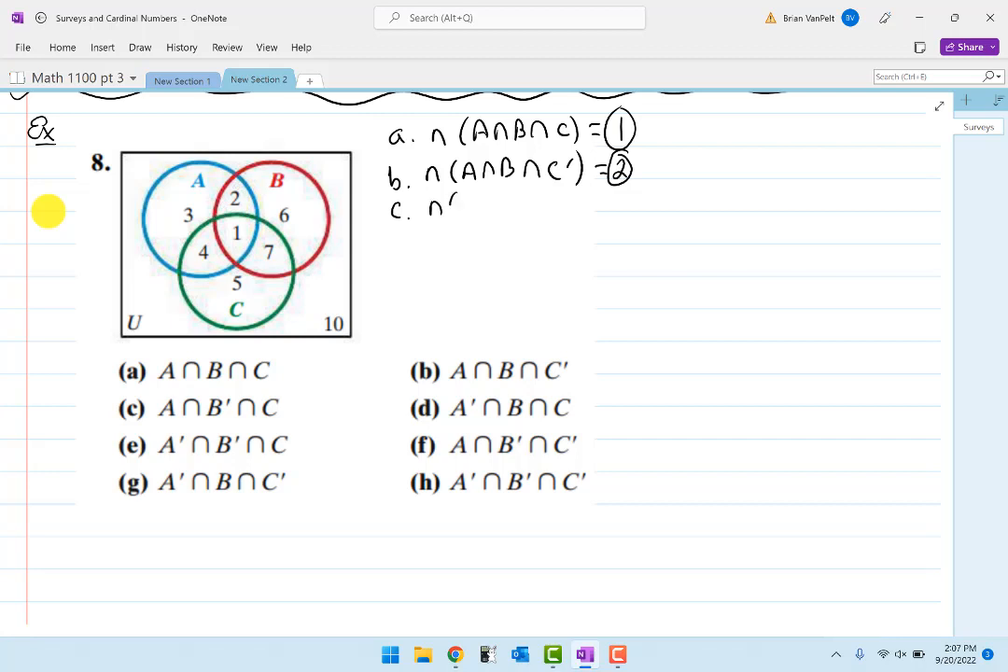Next, we have the number of items in A intersected with B prime intersected with C. So these are the items in A and C, but not in B. So let me cast aside B, and now let me look for the items that are not in that, but in both A and C. That's these 4.